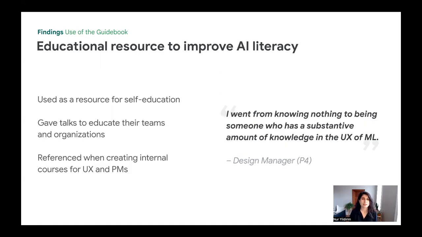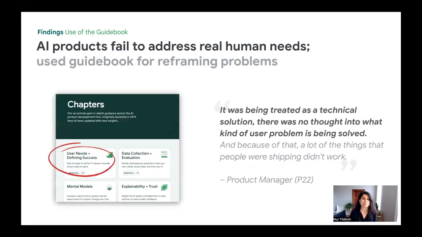The guidebook was used as an educational resource to learn about AI. So participants shared that they gained a substantial amount of knowledge in terms of the UX of AI. Several participants gave talks to their teams and organizations using the guidebook content. And there were also teams who used it as a reference when creating internal courses on machine learning and design, which typically targeted product roles such as designers and product managers.